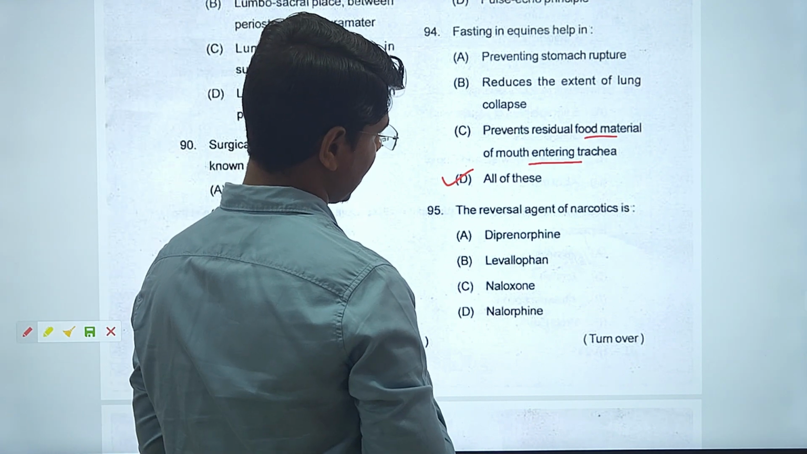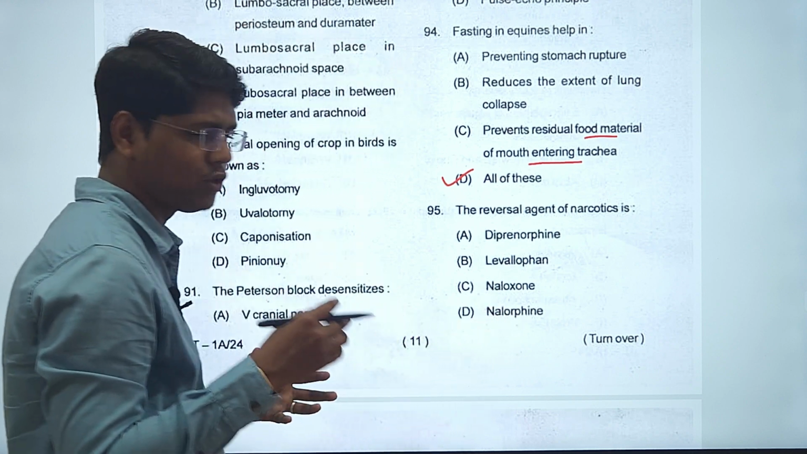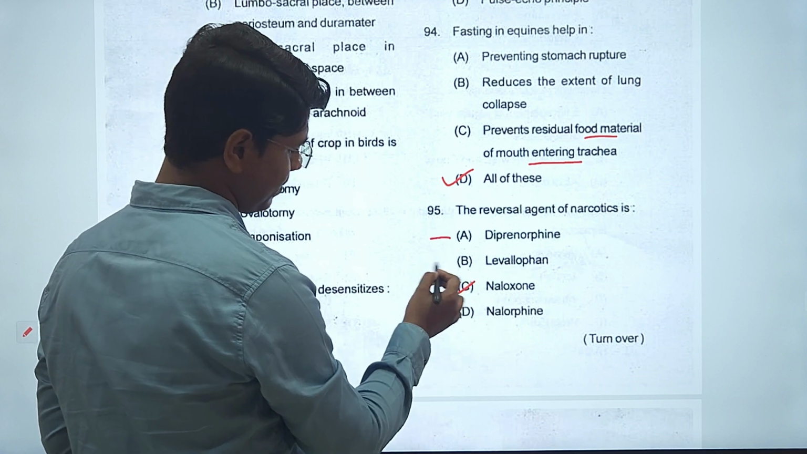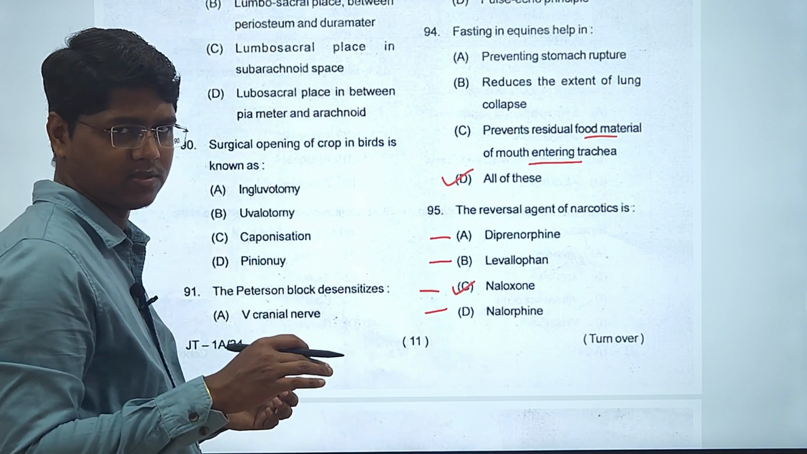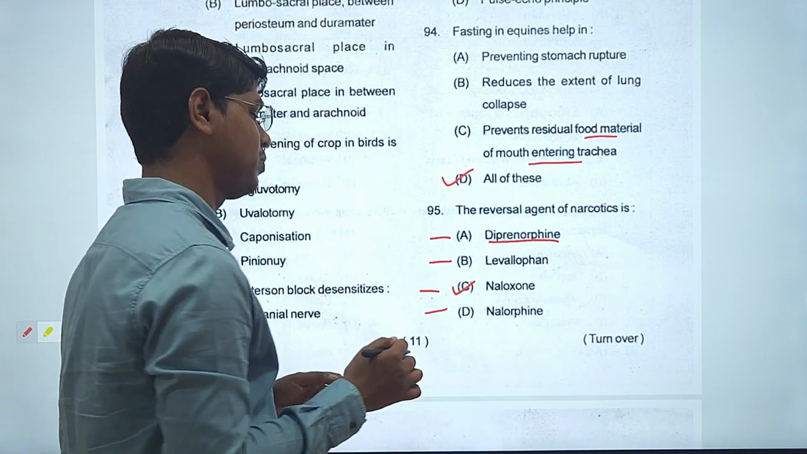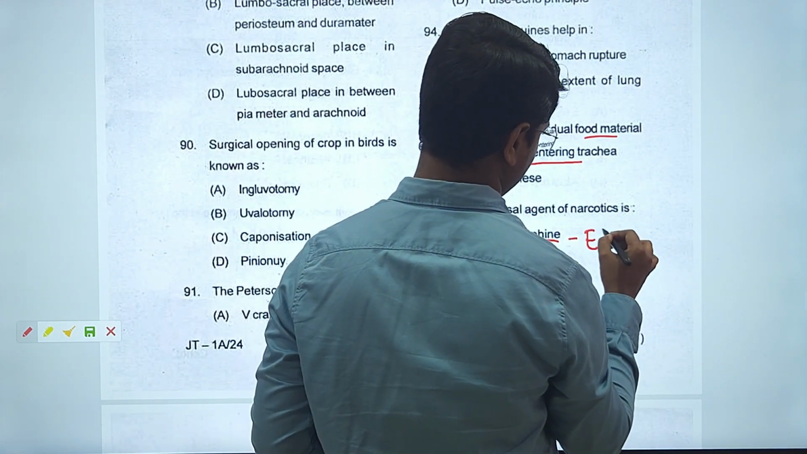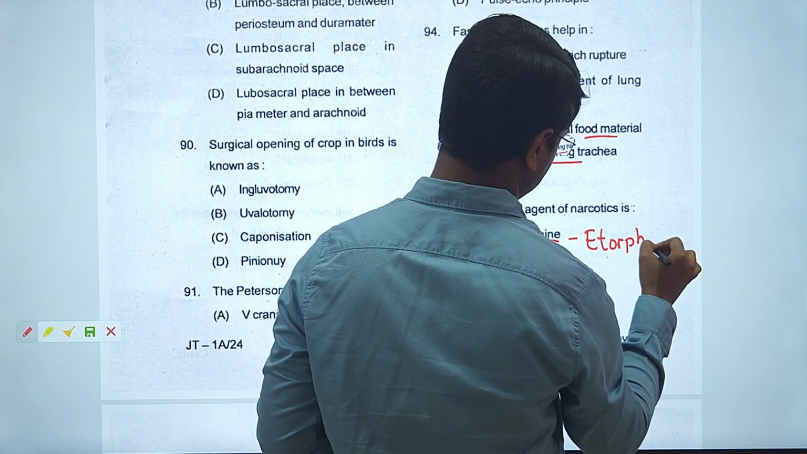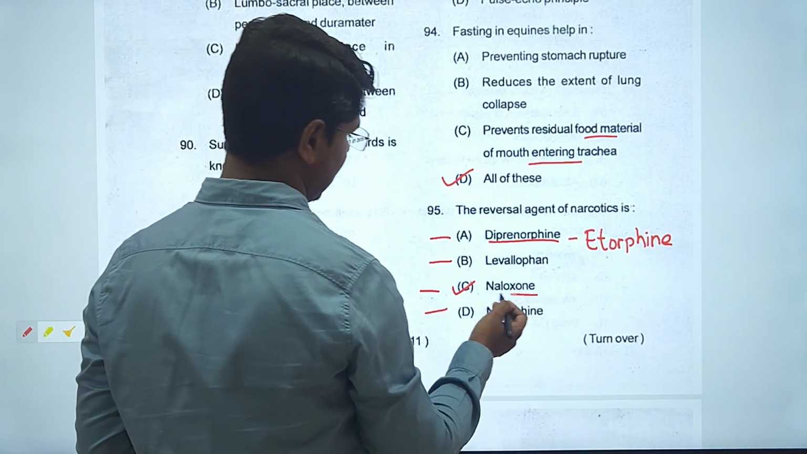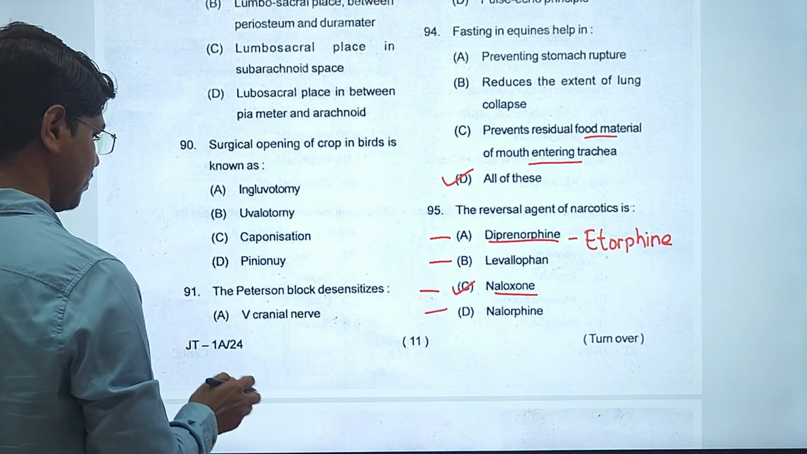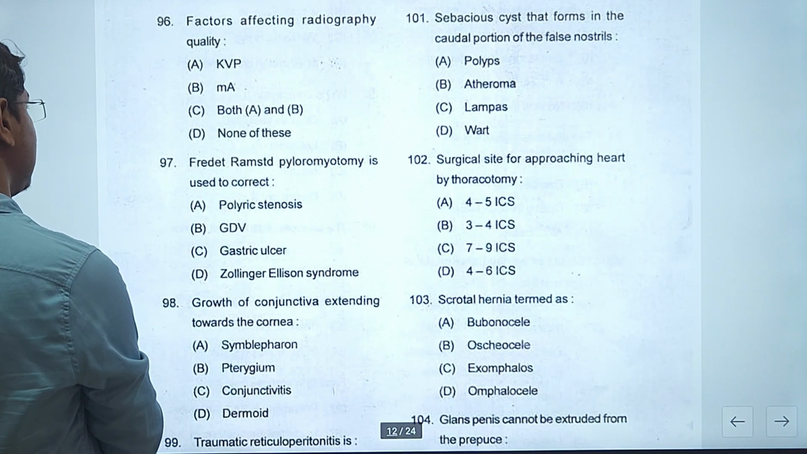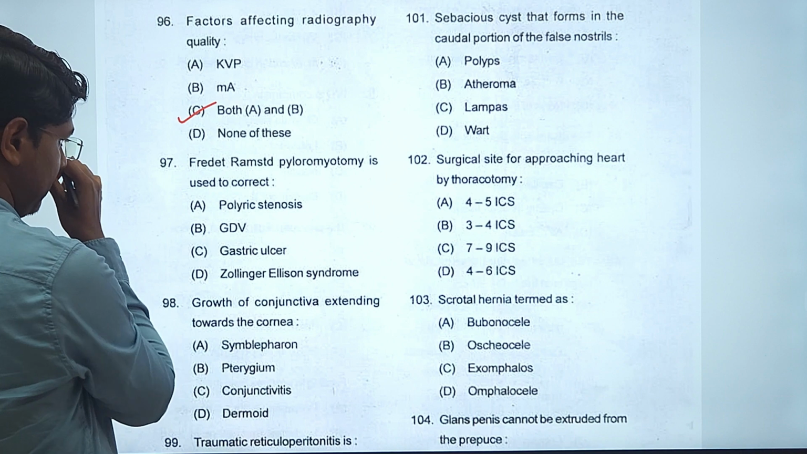The reversal agent of narcotics, very commonly you will find two reversal agents, naloxone and naltrexone, while all of them are basically antagonists. Reversal agents like diprenorphine are used to reverse the effect of one of the most potent opioids, that is etorphine hydrochloride. So all of them are basically antagonists or you can say reversal agents, but most commonly naloxone and naltrexone you will find. Next question, factors affecting radiographic quality, kilovoltage potential and milliampere, both of them.